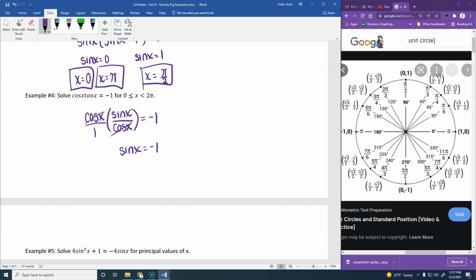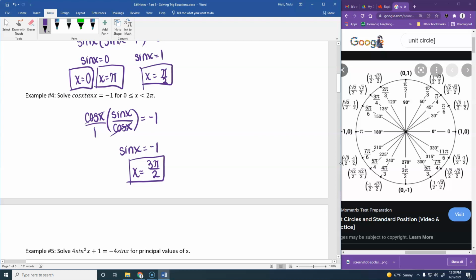equals negative 1. And I just asked that question: sine x equals negative 1 at 3 pi over 2. So you're saying if we're changing the tangent to sine over cosine, then we can cancel and do it then? Yes.